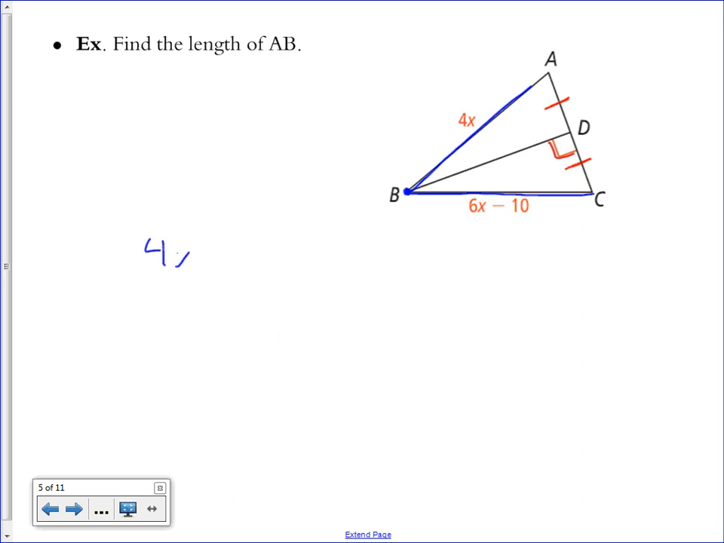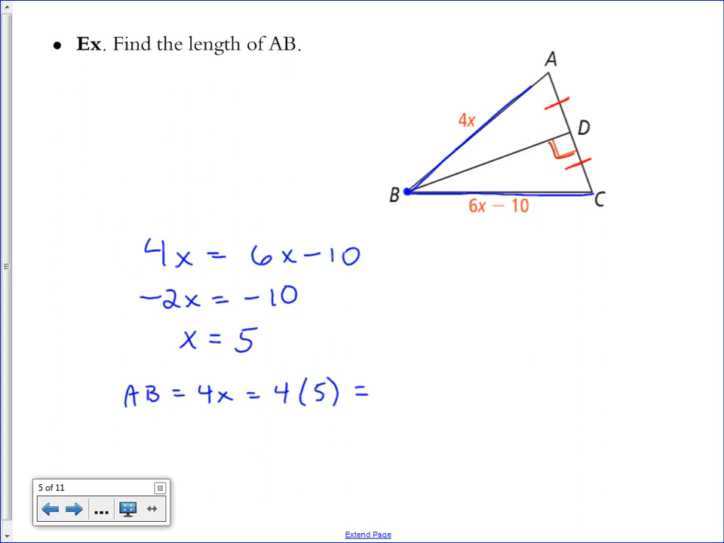4x is equal to 6x minus 10 because of the property we just learned about points that are on perpendicular bisectors. We can solve this equation for x and then use that value of x to answer the question. It wanted us to find the length of AB. Because AB is 4x, we can plug in the 5 and figure out that the length of AB is 20. And remember, when you write AB with no symbol above it, that means the length of.